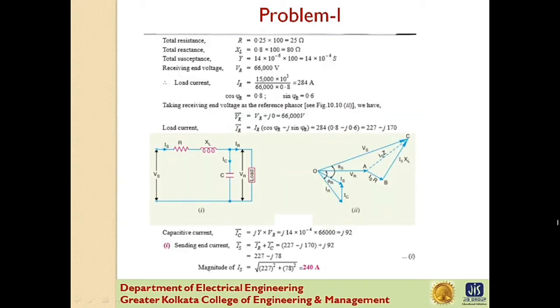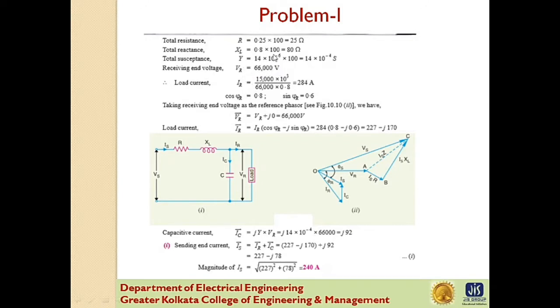So first it is given that resistance is 0.25 per kilometer and total length is 100 kilometers. So we calculate resistance for the whole length of the line. We multiply it by 100, that is the total length of the line. So the total resistance is 25. Similarly, we calculate total reactance of the line and it is 0.8 into 100, that is 80 ohm. And susceptance is 14 into 10 to the power minus 6 into 100, that is 14 into 10 to the power minus 4 Siemens. Now it is already given that VR is 66,000.